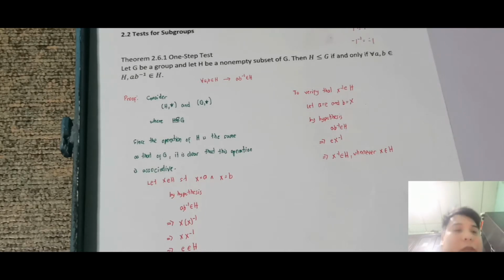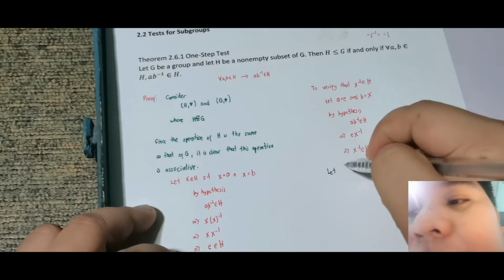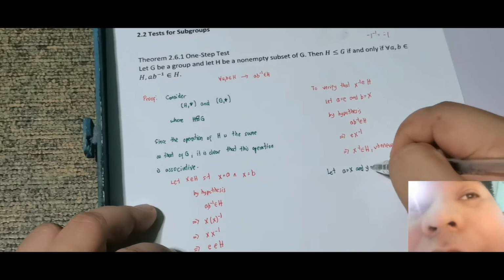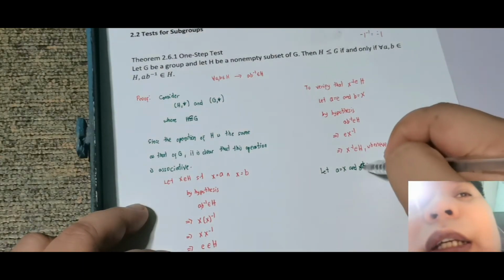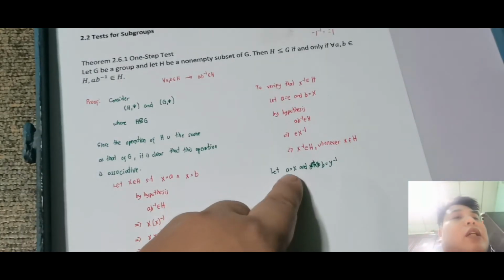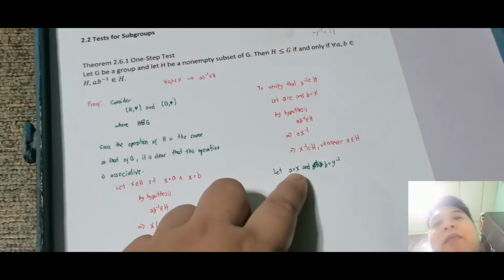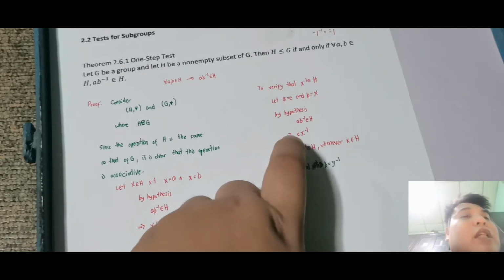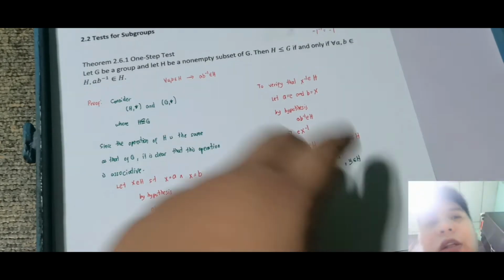So I will let different elements. So let me change my pen. So I let a be equal to x and b be equal to y inverse. I know that x is an element of H. So x and y are arbitrary. Since I know x is an element of H, it is there. Now, how do I know y inverse exists? Since the inverse exists, therefore y inverse exists whenever y is an element of H. So I am sure about that.